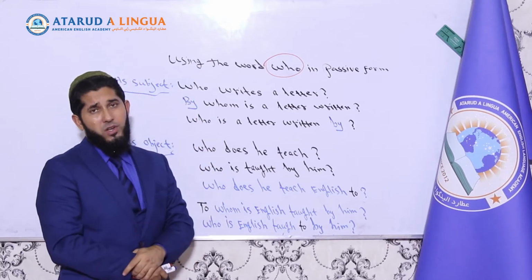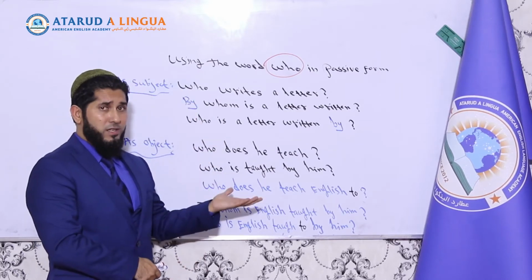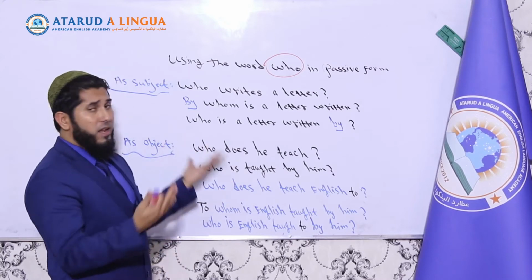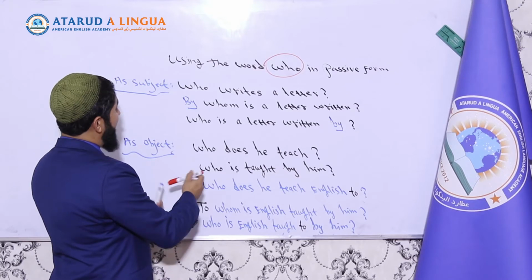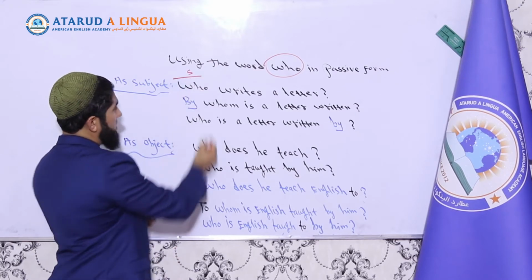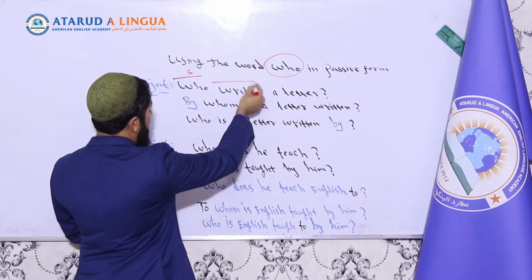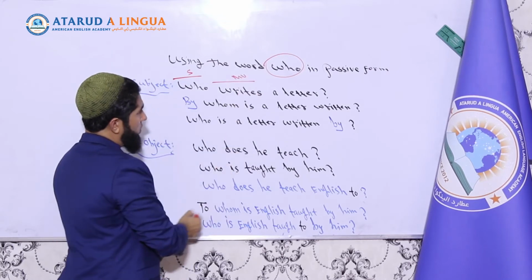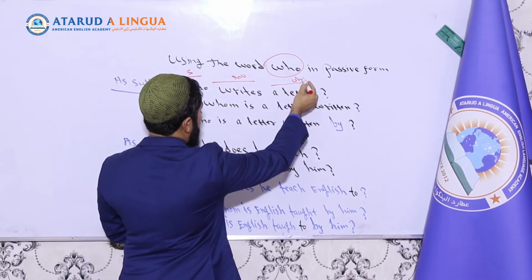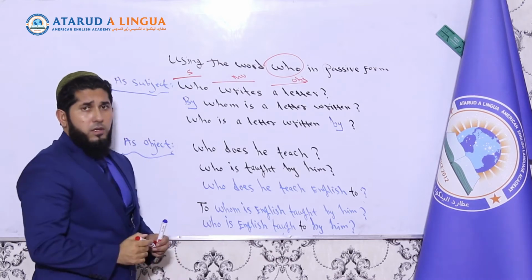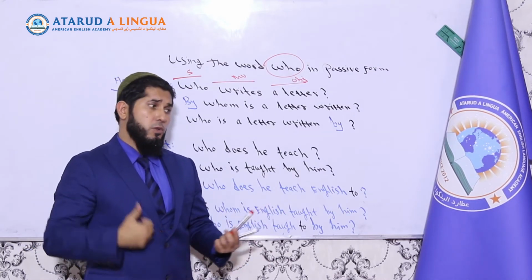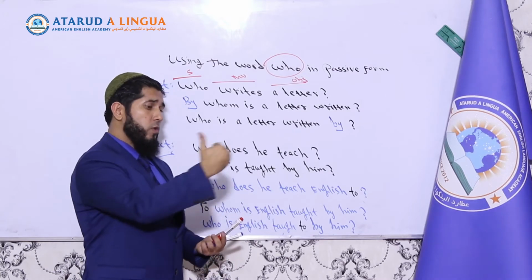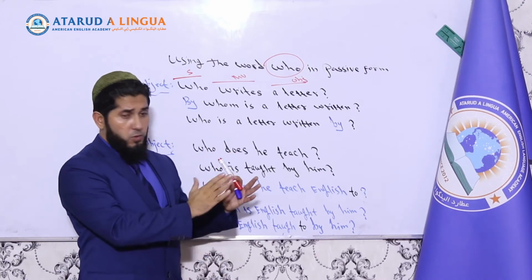Who writes a letter? Who writes a letter? We do not have any other subject. So the word who itself functions here as a subject. And write is the main verb. Okay, and a letter is the object. If it's simple past tense, who wrote a letter? Simple future tense, who will write a letter? See, who will write a letter? There is no other subject.